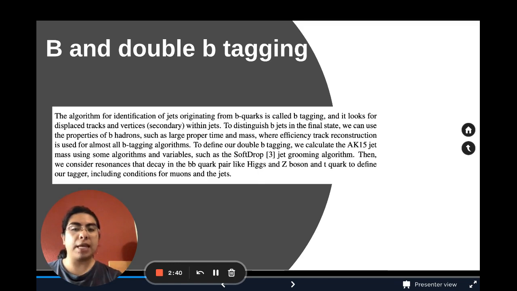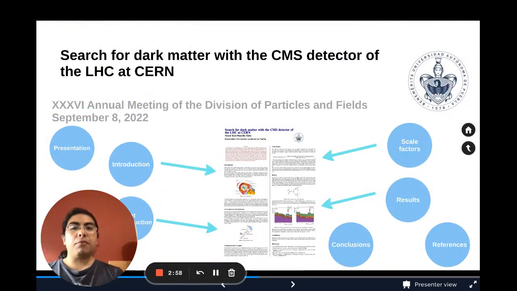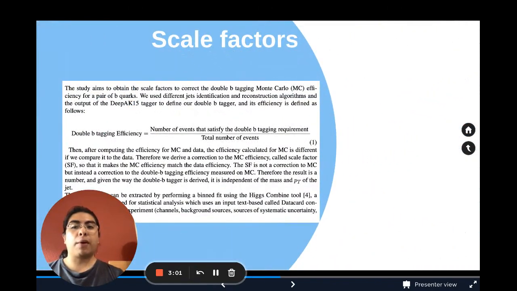To define our double b tagging, we calculate the mass of the AK15 jet and consider the resonance that decays into b quarks as Higgs and Z boson decays. Once defined our reconstruction method, we obtain the scale factors to correct the double b tagging Monte Carlo efficiency for a pair of b quarks. We use the output of the AK15 tagger to define our tagger, with the efficiency defined as the number of events that satisfies the double b tagging requirements divided by the total number of events.